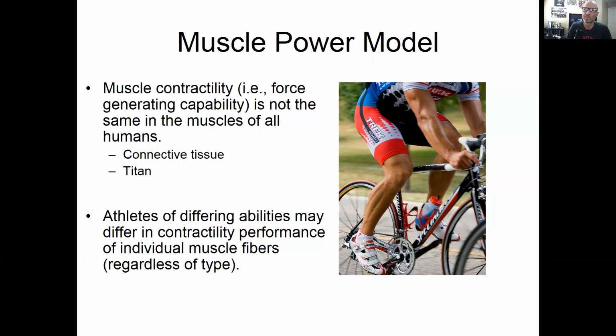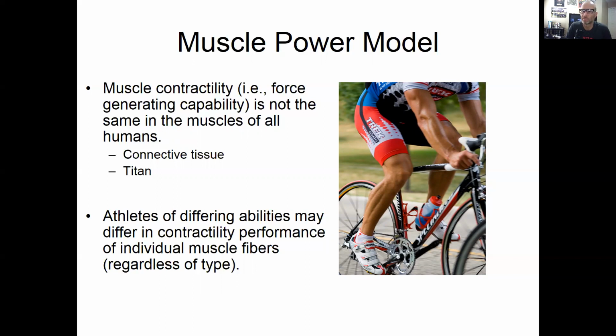So muscle contractility, the amount of force that can be generated by a muscle, is not the same in all humans. That could be a connective tissue issue, for example, titin, tendons, but muscle contractility, the ability of each of us for our muscles to generate force, is going to be different. Athletes of differing abilities may differ in the contractility performance of individual muscle fibers, regardless of the type, whether it's type 1 or type 2, but the differences in performance may simply be explained by how well someone's muscles contract. And I'll throw in coordination here as well.